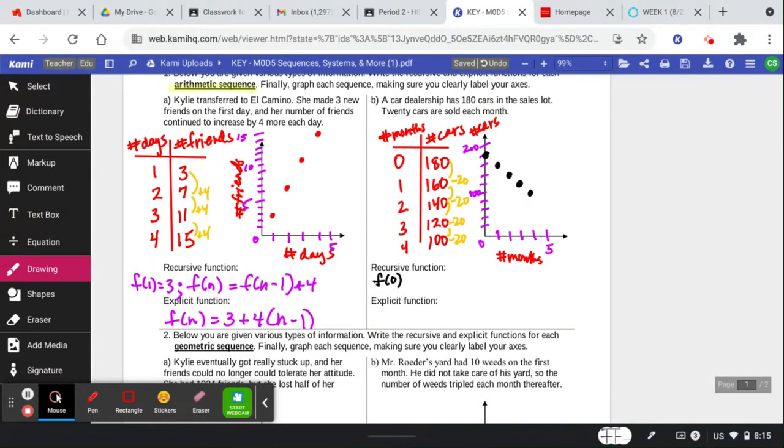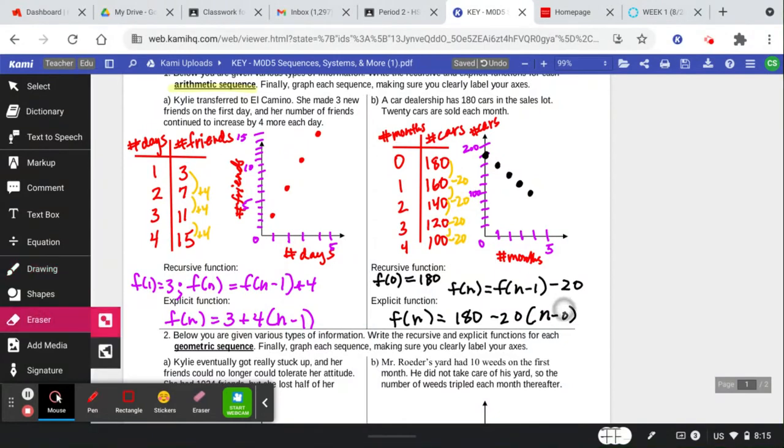My recursive this time says, at the beginning, there were 180. So f of 0 equals 180. f of n equals f of n minus 1 minus 20. f of n equals, begins with 180, subtracting 20 every time to the n minus 0. So you can put a big n minus 0, or you can just put a big n. Do you want to leave the 0 off? You can. It's up to you. However you want to do it.